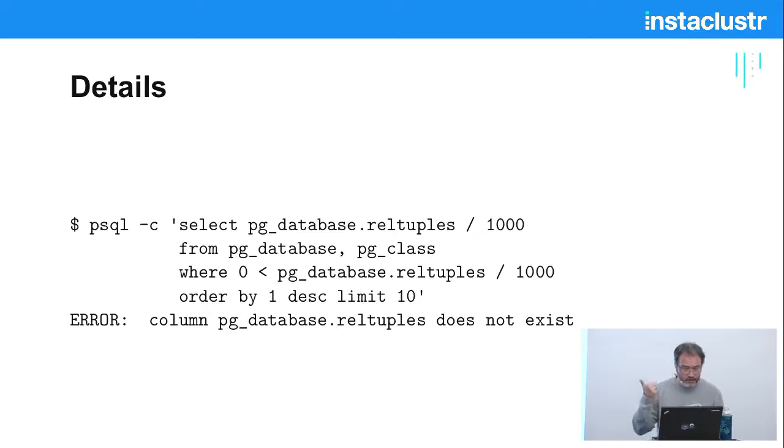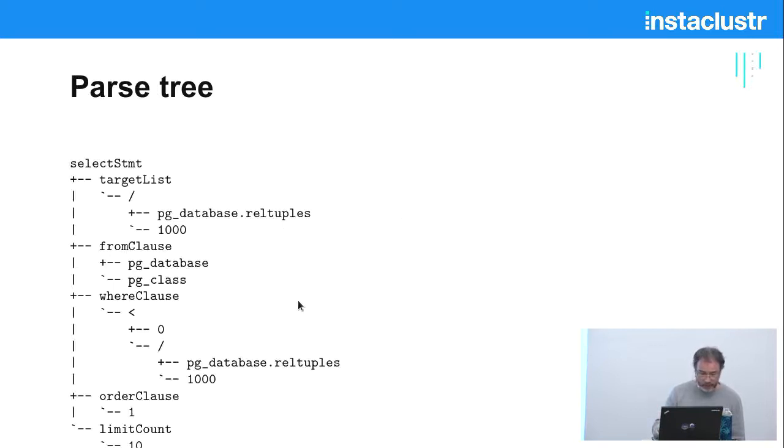To illustrate how it actually does it, we use a simpler query that we want to reduce. The query is slightly nonsensical, but it works for the job of demonstrating what we're doing here. So we are selecting pg_database.reltuples divided by 1000 from pg_database and pg_class, which are Postgres internal system catalogs, where some condition, order by something descending, and so on.